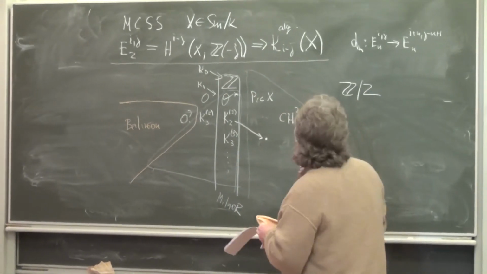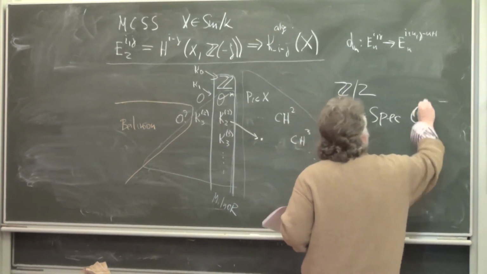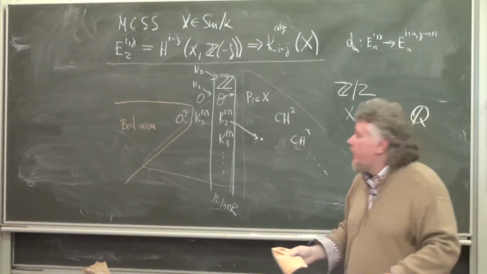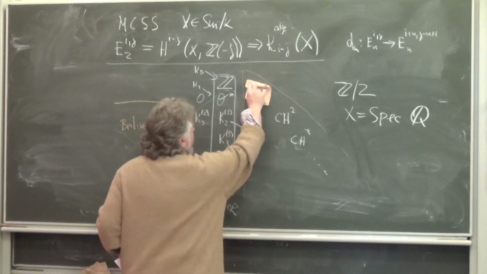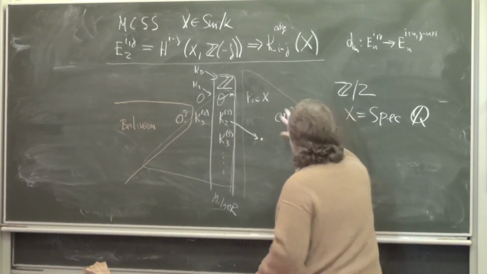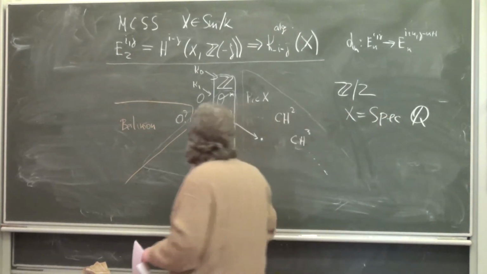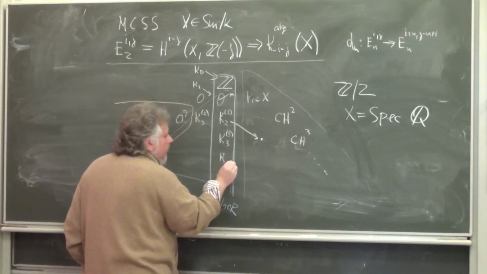And I assume X just to be a spectrum of rational numbers. When all this part actually dies, let's look at what happens here.